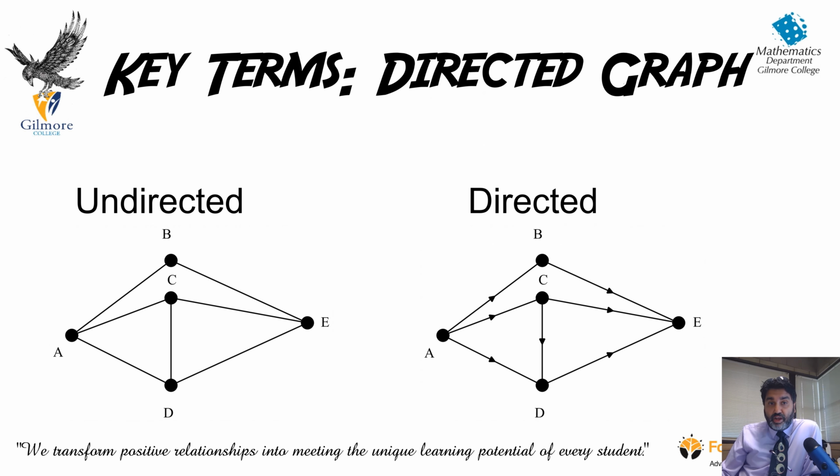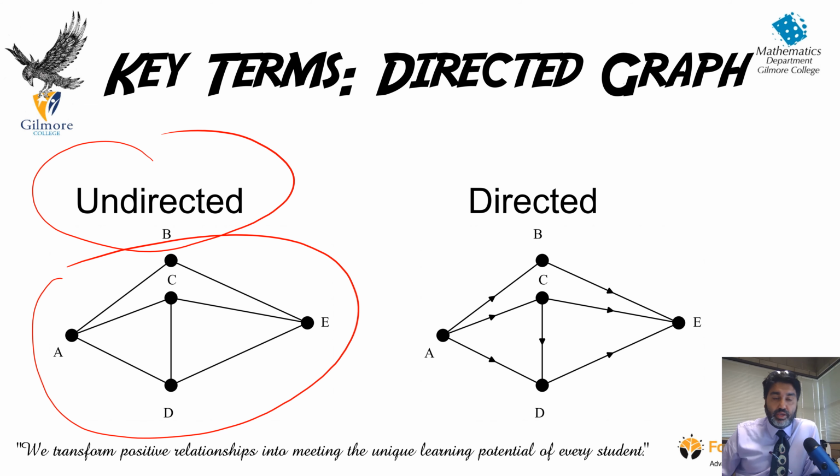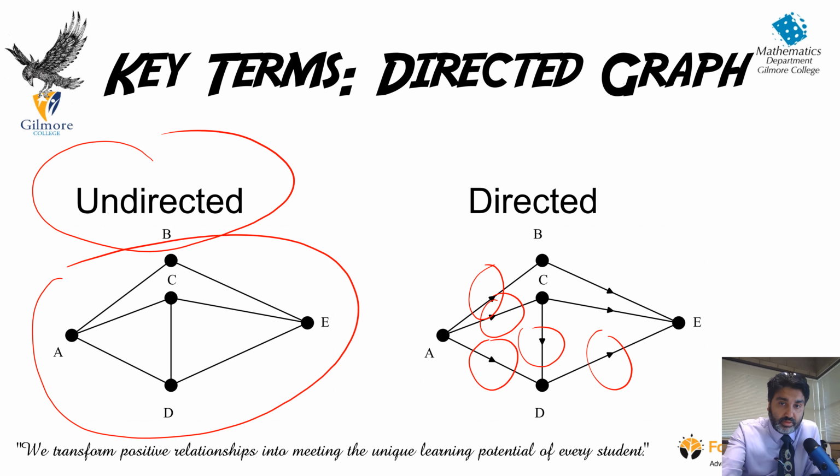A directed graph, well here you can see an undirected graph. It just looks like your normal network. Your directed graph actually has, if you see here, directions. It indicates that it's going in a certain manner.